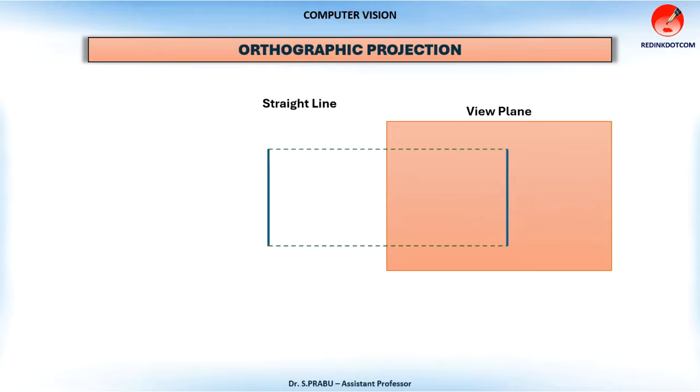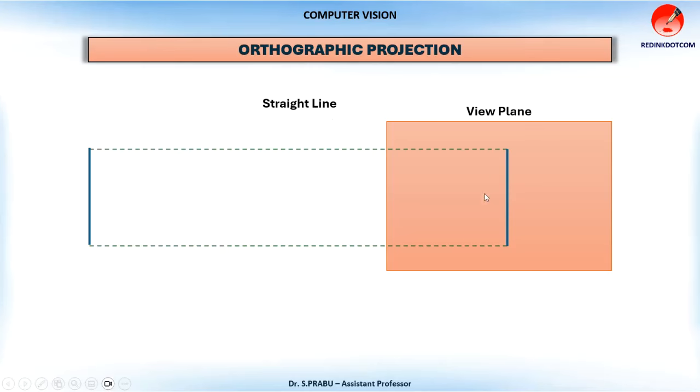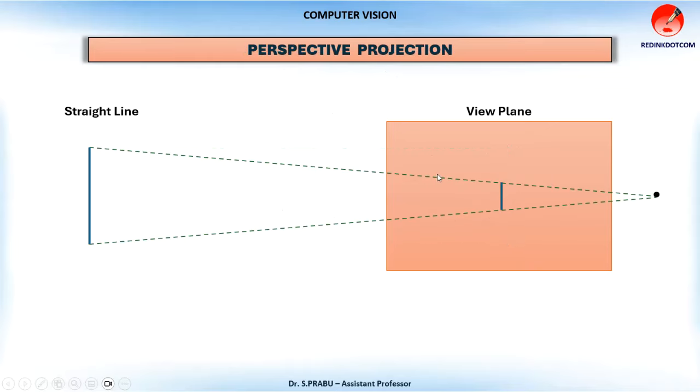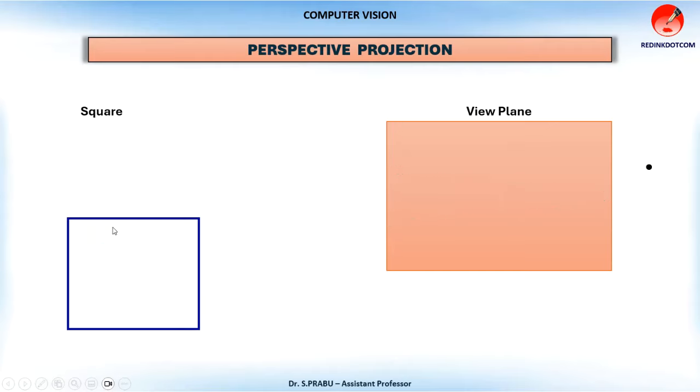But in the case of orthographic projection, the distance of the object does not affect the proportion of the original object. So this kind of projection can be used in engineering drawings, but in realistic images, perspective projection can be used. Now we go for one square image.